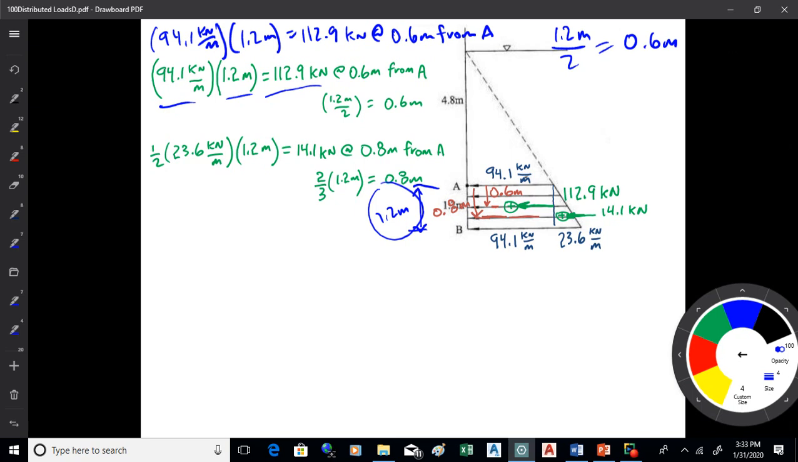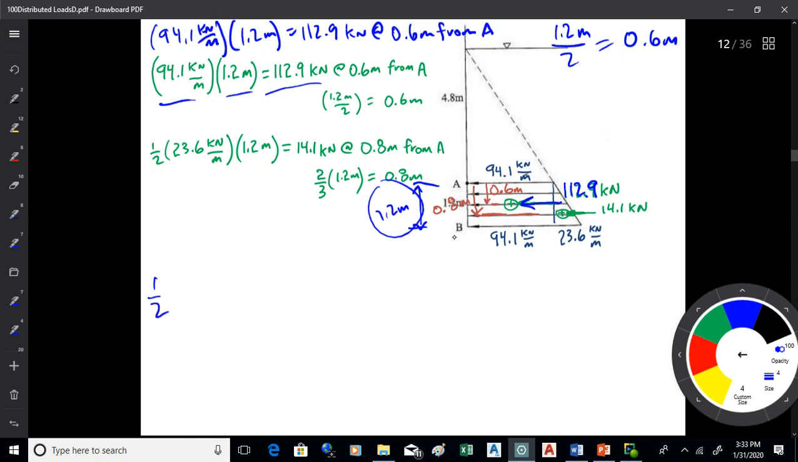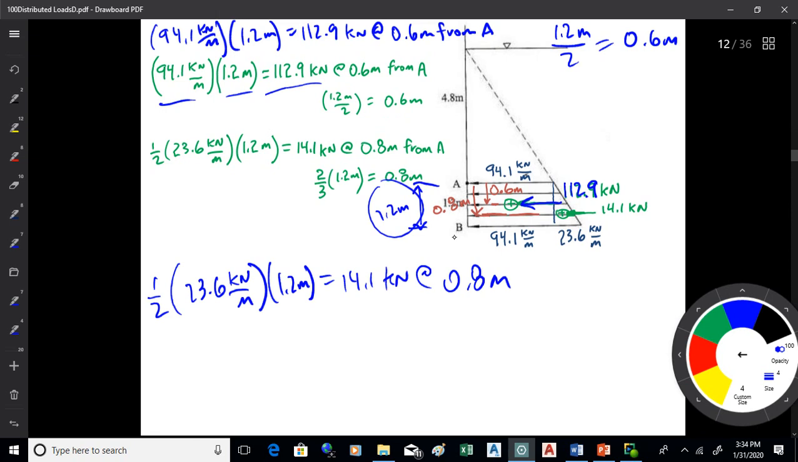So that's the load that the rectangular diagram exerts on the door. It's right here, 112.9 kilonewtons. I also have the triangle: 1/2 times 23.6 kilonewtons per meter times 1.2 meters. It's 14.1 kilonewtons, and from A, that's going to be at 0.8 meters.